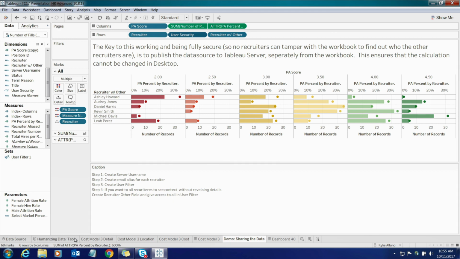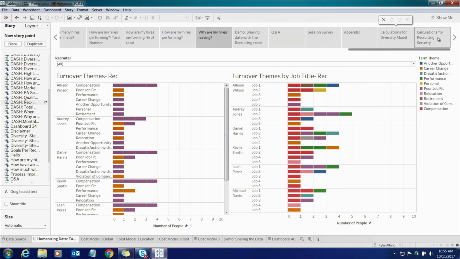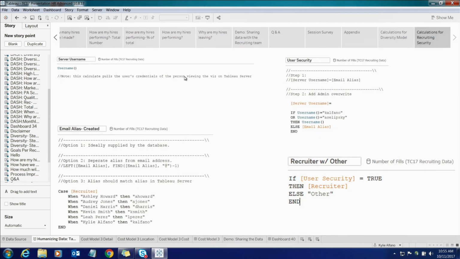That is correct. Also, in an appendix here, we have the calculations for the recruiting security. So step 1, step 2, step 3, and step 4. Yep, those are all in there for you. Yeah, because you're doing something a little bit differently than I've done.